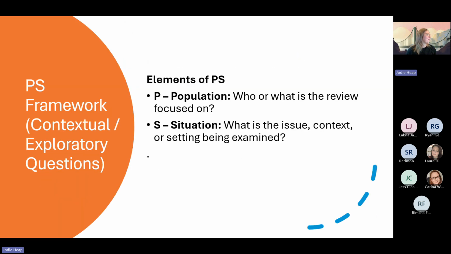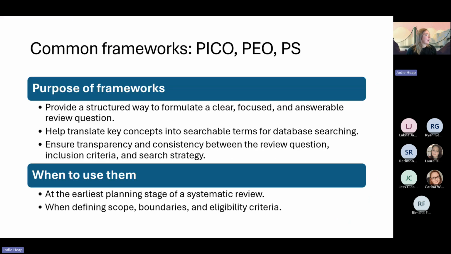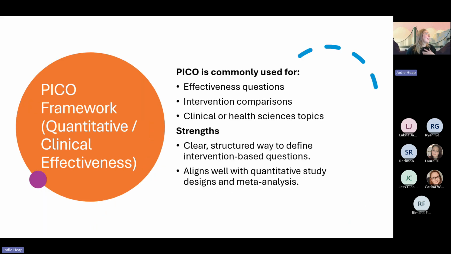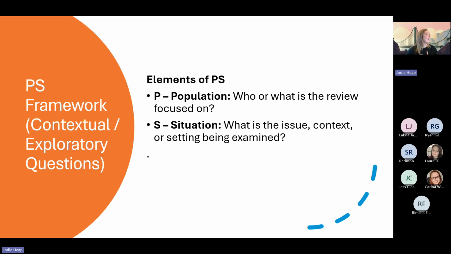And I'll just skip back through them for a second just so we can see. So we've got PICO, PEO, and PS. PICO being more quantitative and clinical effectiveness, PEO, qualitative and lived experience, and the PS, which is contextual and exploratory.